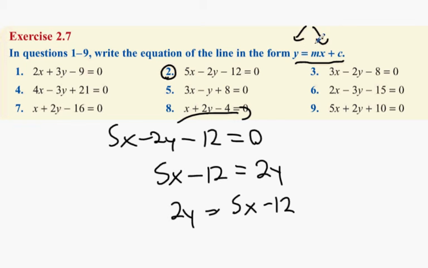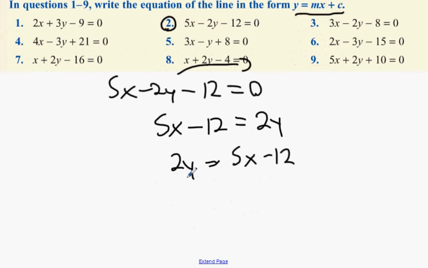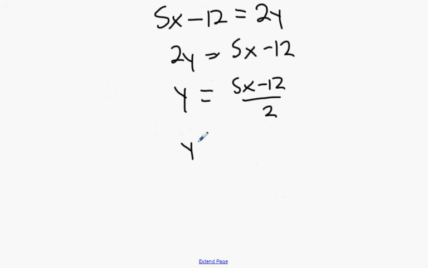Because I want y to be on its own with nothing in front of it. Now there's two ways you can think of it. You can do it this way, where you bring the 2 underneath, and you go y equals 5x minus 12 all over 2. And then you can separate it out into 5x over 2 minus 12 over 2. Because remember I told you that the 2 acts underneath both of them. And then that 12 over 2 becomes a 6.